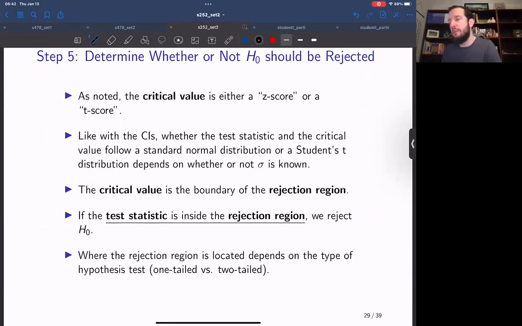Now, the tricky part is the rejection region's location will change depending on the kind of test. And I'll show you some examples of these momentarily. And then there's further illustrations of these and the cumulative exercises at the end of the lecture set.